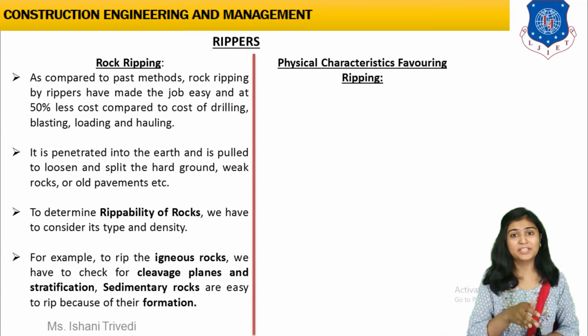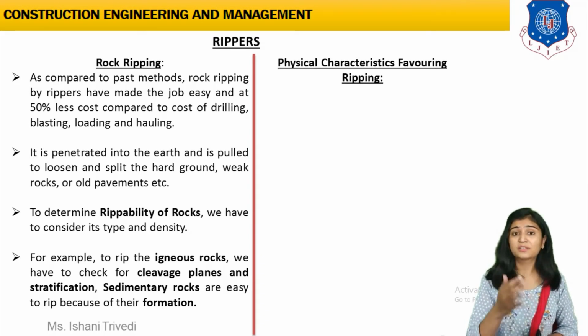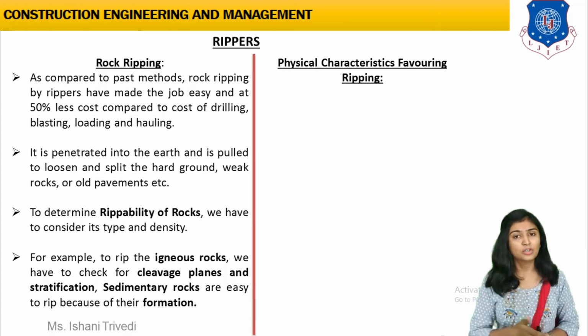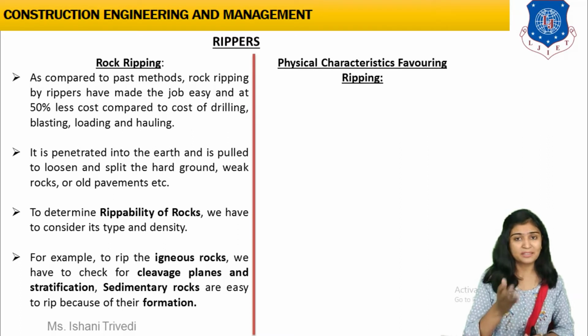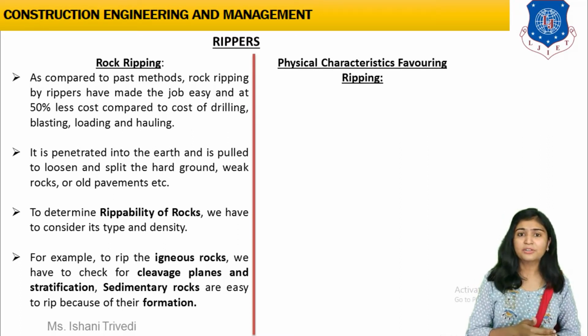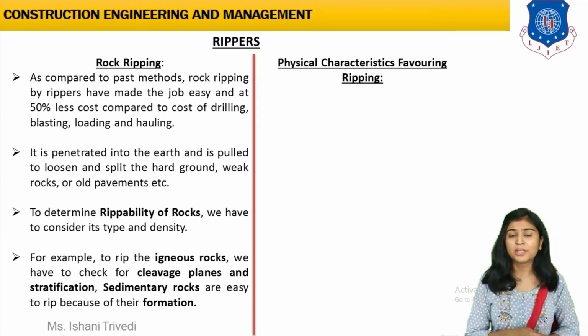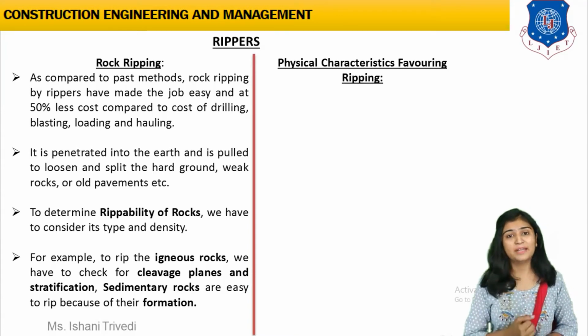You also have trenching machines, power shovels, conveying units, hauling methods, and trucks. Trucks and tractors are basically the most important for us, so we have got a lot of output based on the past comparison. Now if I talk about the rippability of the rocks, we have to consider the type and density of the rock.